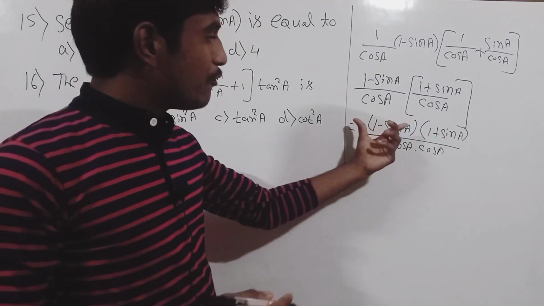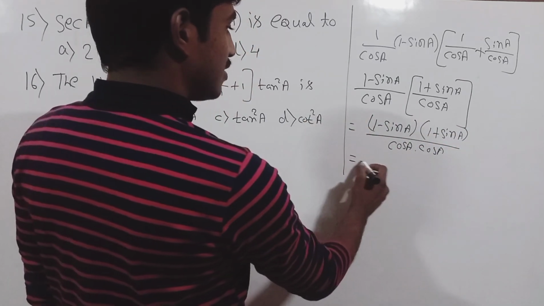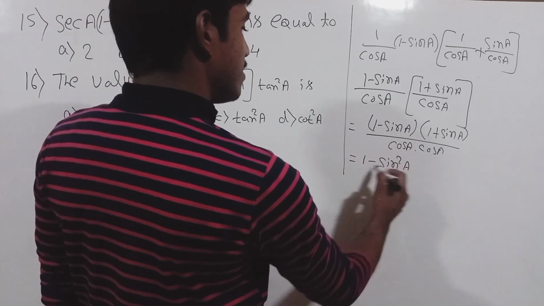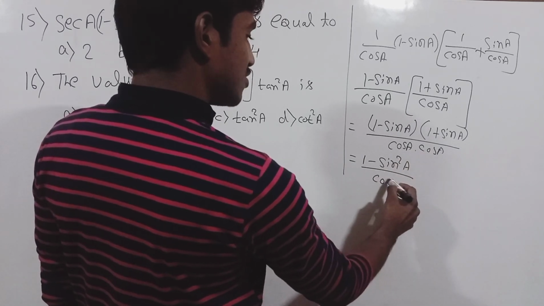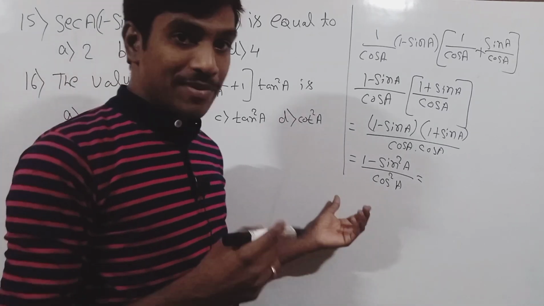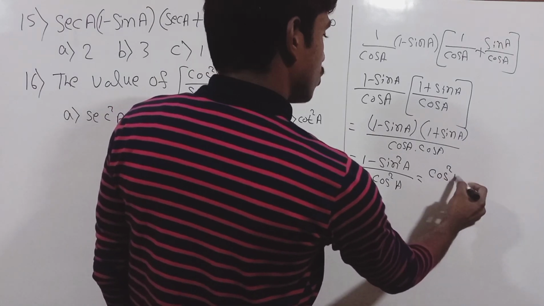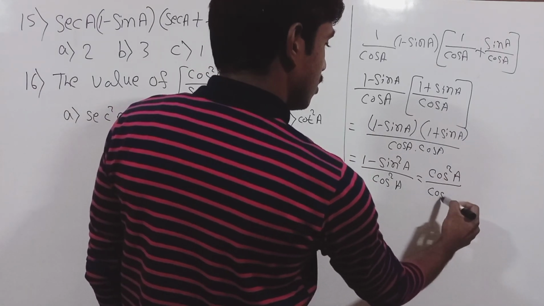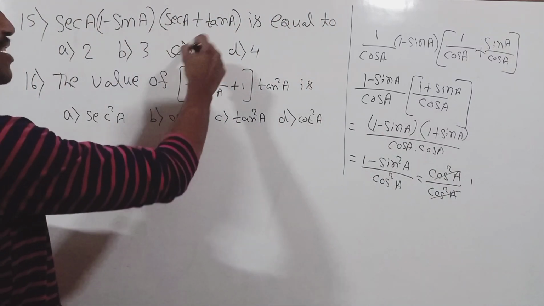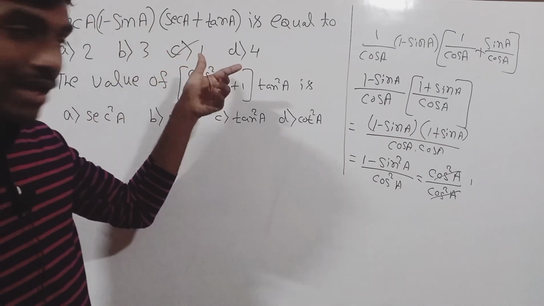So now this is in the form A minus B into A plus B, which is A square minus B square. That is 1 square is 1 minus sin square A, divided by cos A into cos A, which is cos square A. Now 1 minus sin square A, using the identity sin square A plus cos square A is equal to 1, 1 minus sin square A will be cos square A. So cos square A divided by cos square A, the answer is 1. So the answer is option C, which is 1. So the value of this is 1.